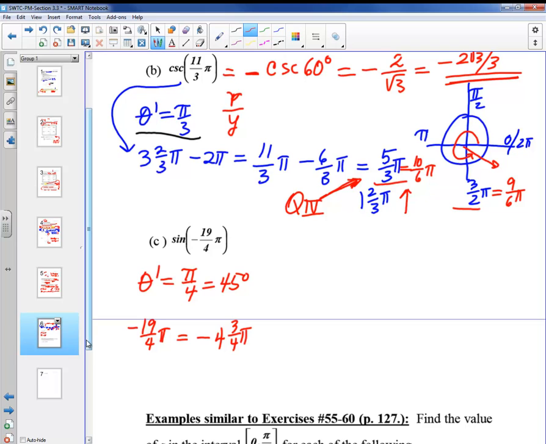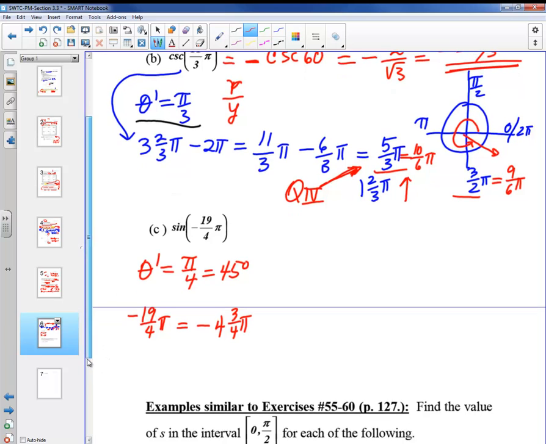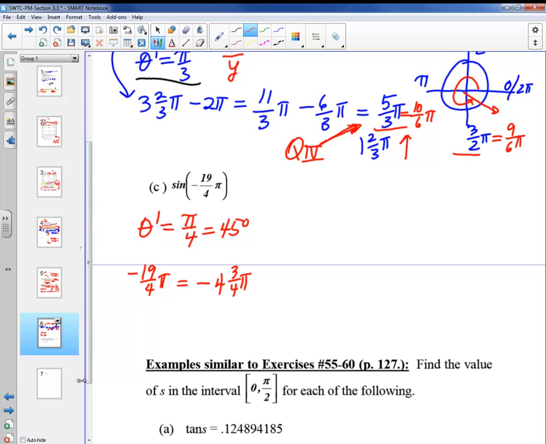So when they're negatives, you need to add revolutions. But 2 pi won't be enough. 4 pi won't be enough because it will still be negative. So you actually need to add 3 times 2 pi. And we change that back into negative 19/4 pi. This will be a 6 pi. But if I get a common denominator of 4, it will be 24 pi. And that will give me 5/4 pi. That's 1 1/4 pi.